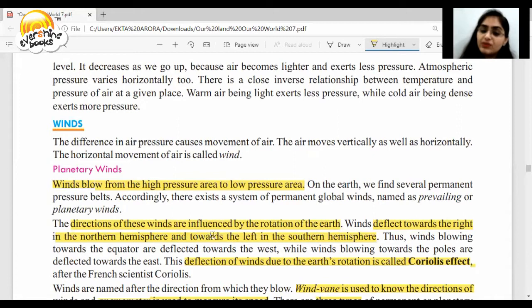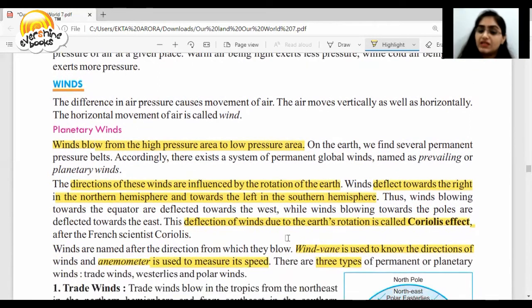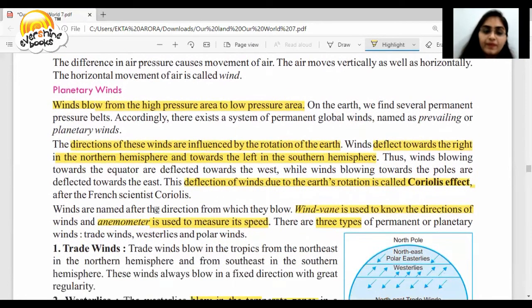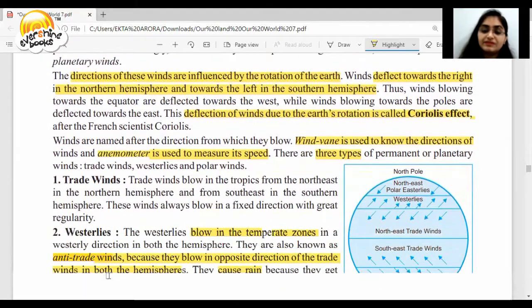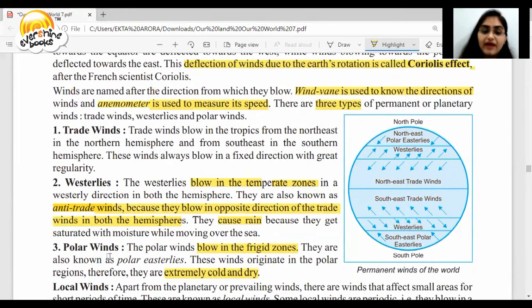The direction of these winds is influenced by the rotation of the earth. They deflect towards the right in the northern hemisphere and towards the left in the southern hemisphere. The deflection is called Coriolis Effect. Now, wind vane is used to know the direction of the winds and anemometer is used to measure its speed. Now, there are three types of planetary winds: trade winds, westerlies, and polar winds.